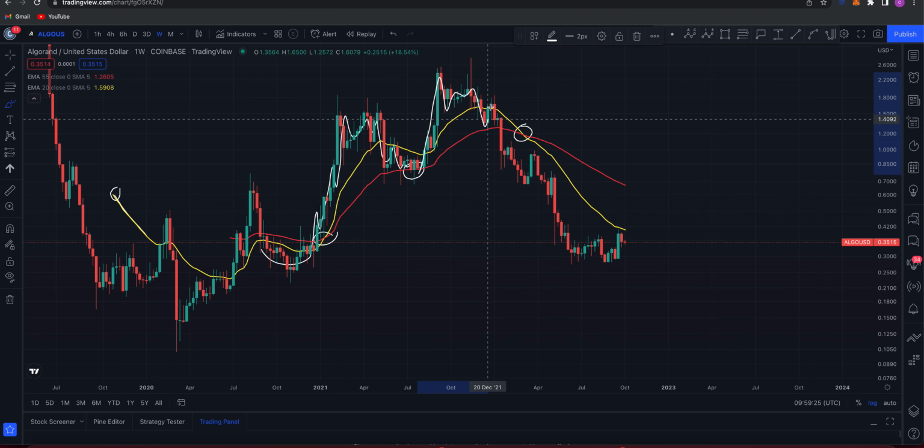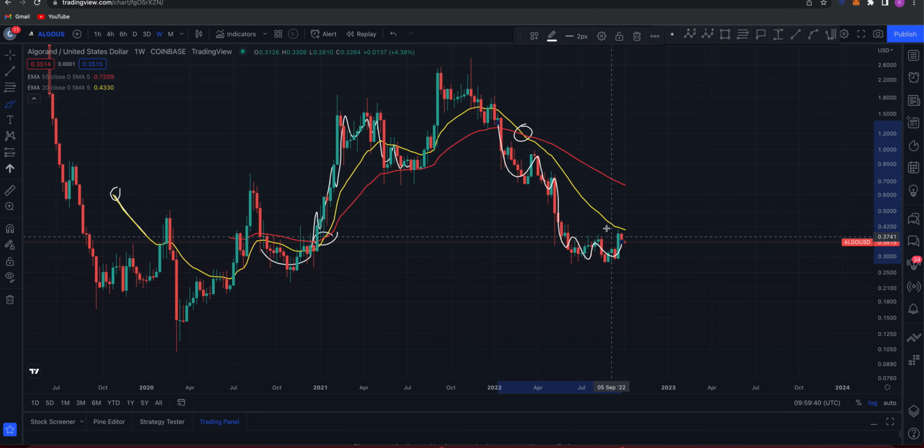At this point though, we started to fall below the EMAs right here. We fell below, and in doing so, we created something called a death cross, where the yellow goes under the red. Now when the yellow goes under the red, that indicates that you're entering a downtrend. And now you can see that you're under the EMAs and therefore you're in a downtrend.